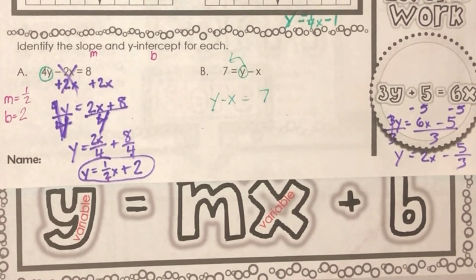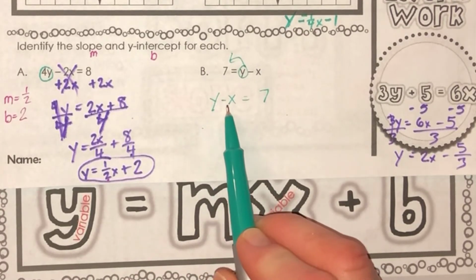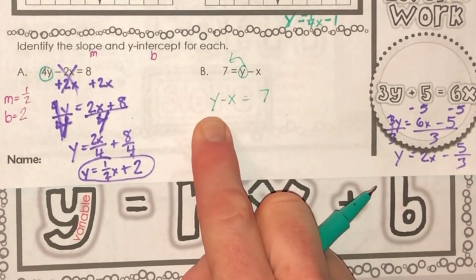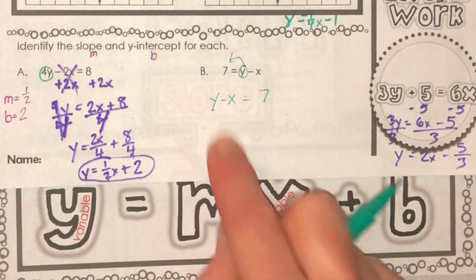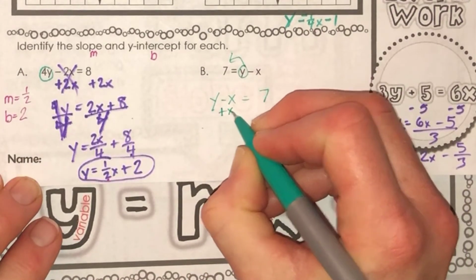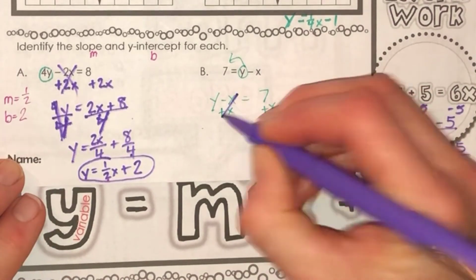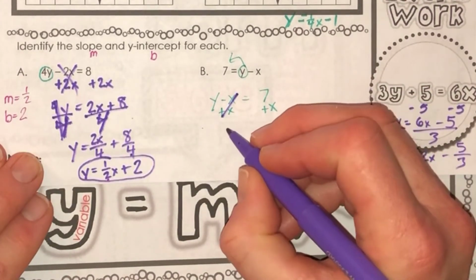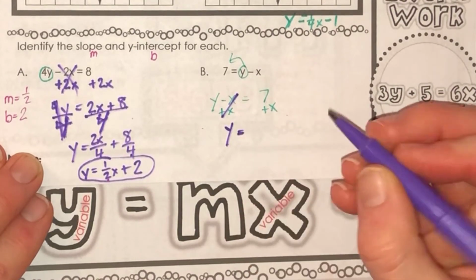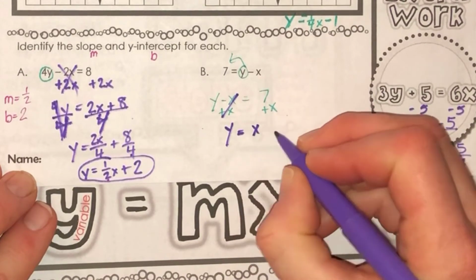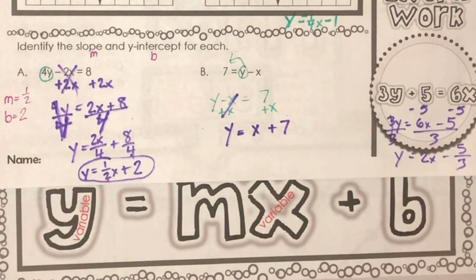But you can do that with an equation because both sides are balanced. Now what we've got to do, y equals mx plus b, needs to be y equals. We have to get that x on that side. To get this y all by itself, we're going to add x to both sides. This cancels out, and we're left with y equals, remember, do our variable term first, x plus 7.